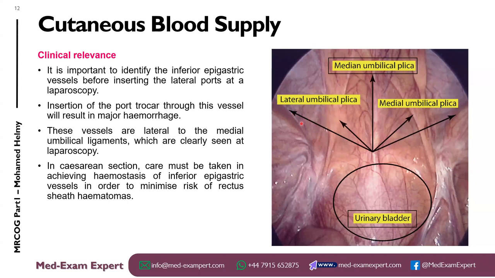Also in cesarean section, if you do a wide skin incision and wide sheath incision, you might injure the inferior epigastric vessels. This is also very risky because if you don't secure the hemostasis of these vessels, this might result in what we call rectus sheath hematoma. So when you do a transverse incision, you have to avoid injuring the inferior epigastric vessels, especially when you do the transverse incision in the rectus sheath.